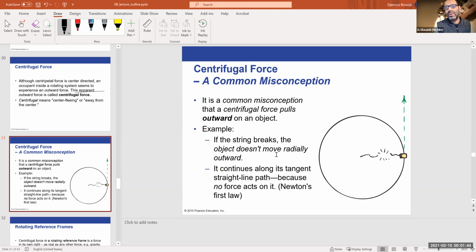If the string breaks, the object doesn't move radially. It's going to move actually in this direction, okay? It continues along its path because no force acts on it, Newton's first law of motion. This is not a real force, okay? It's just basically the inertia of the object, keeping it in the same direction.